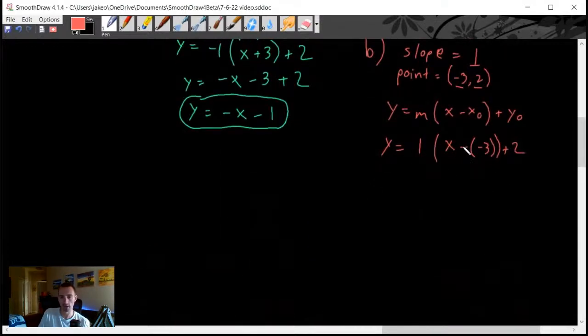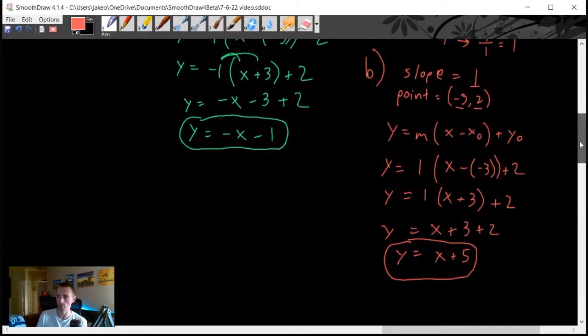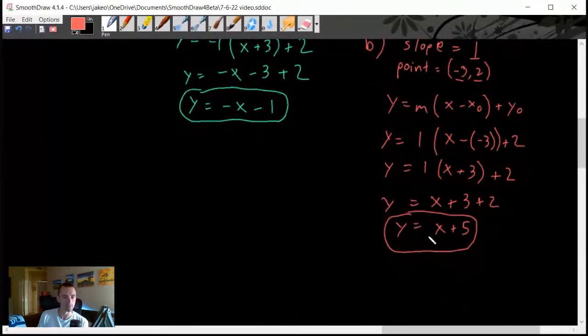So first, x minus negative 3 is the same as x plus 3. So that'll be what's in the parentheses there. And then distribute the 1. 1 times x is just x. 1 times 3 is just 3. And then plus 2 outside the parentheses. And then combine your like terms. So x plus 3 plus 2, 3 plus 2 is 5. So x plus 5. So now this is going to be the line equation that is perpendicular to the given line and goes through the point that we needed it to go through. And it is in the slope-intercept form like the problem asked us to get it in.